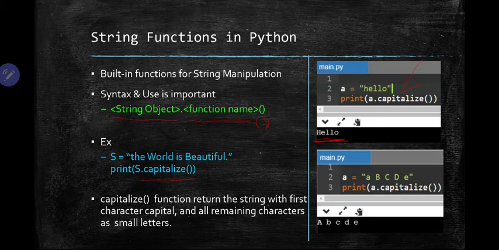And just to know whether it really converts all the remaining letters into small letters, I've tried another example, and in this one I used some capital letters in between the string. When I use the capitalize function, it converts this small a into capital A, and these B, C, D, which were capital earlier, are now small. So it really does what it says.